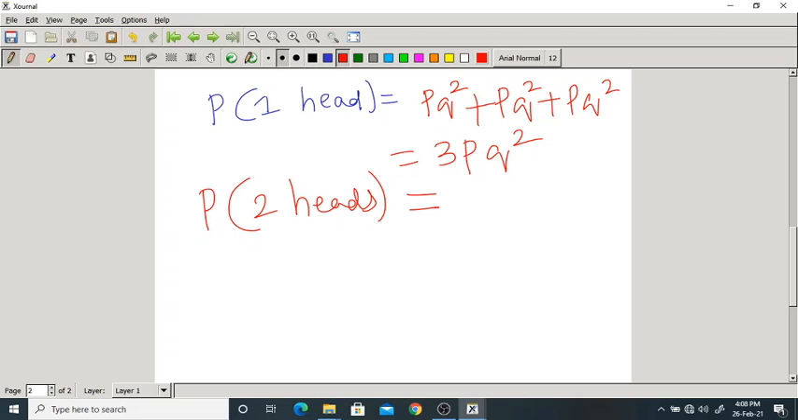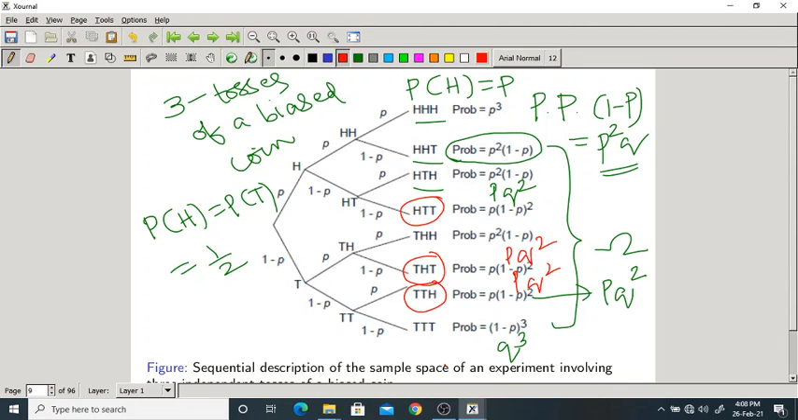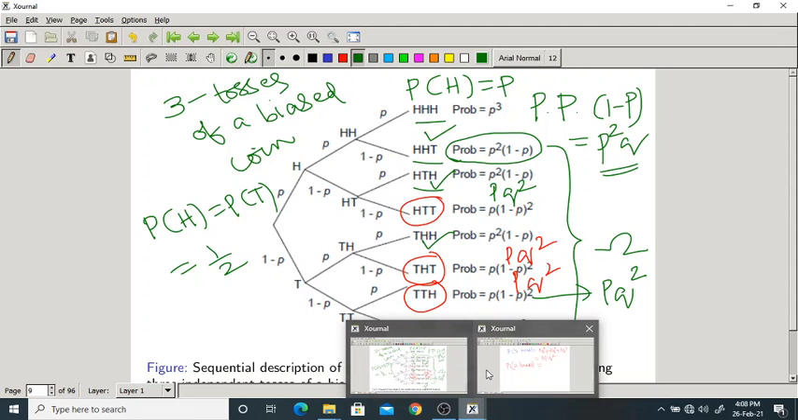What is the probability of getting 2 heads? Let me go back to the diagram. Here, how many such possibilities are there? 2 heads means this one, this one, this one. What are their probabilities? p square into q. Here also p square into q. Here also p square into q. So all are having equal probability, that is p square into q.